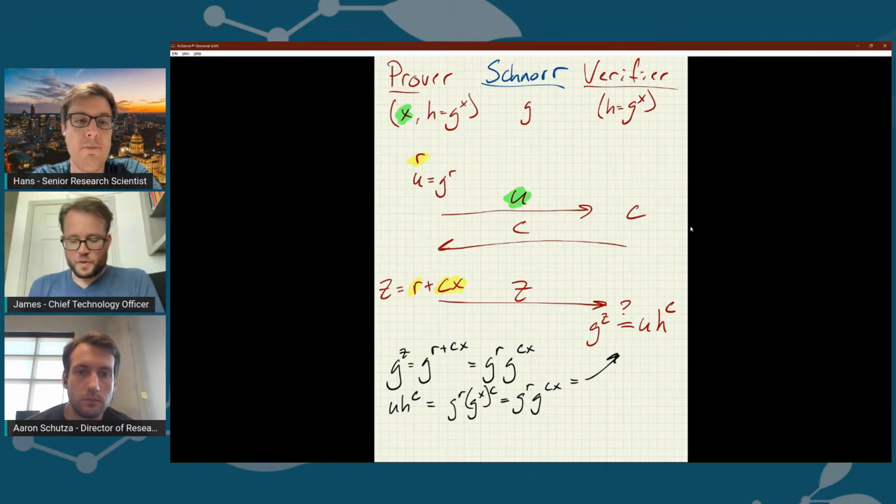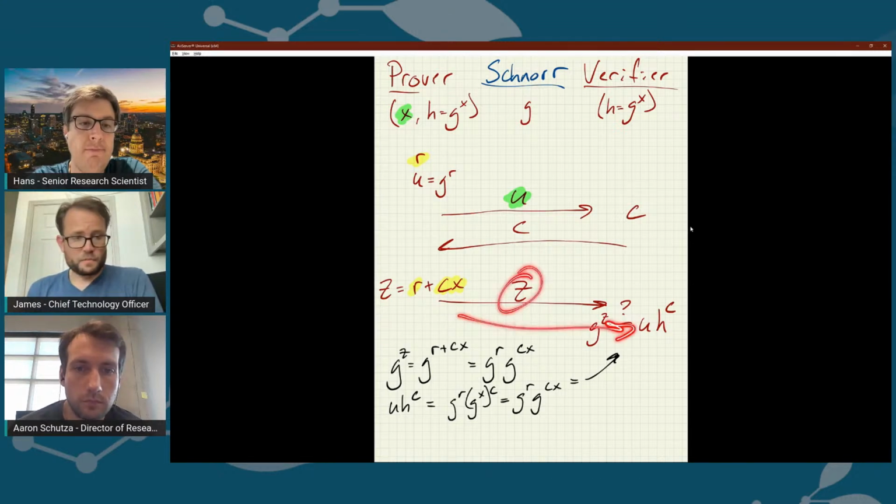And then you use the C they gave you in the second step, and then you can still prove that you know X. That's what ultimately you had in the beginning, that you committed to way in the past. So then you compute this and you can send it over.